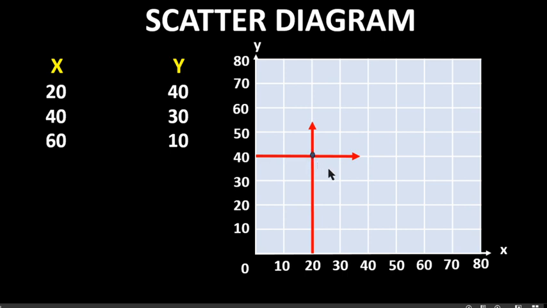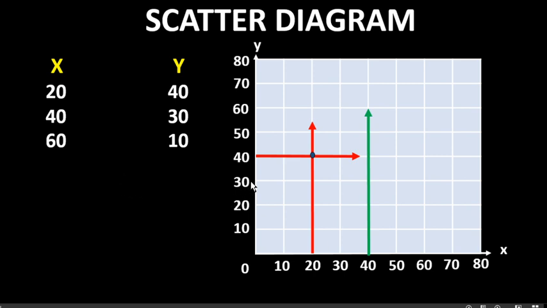Now we'll take another pair of x and y, that is x is 40 and y is 30. For that, first we go to the x-axis, and from point 40 we go upwards as shown on the screen. And y is 30 in this pair, so we'll go to the y-axis.